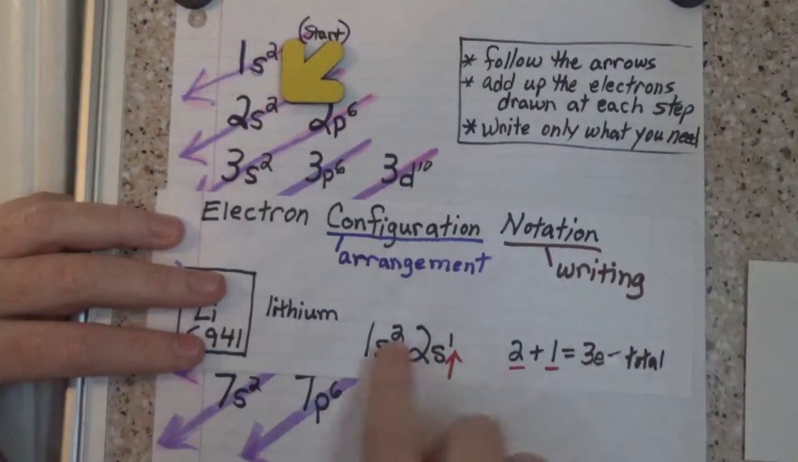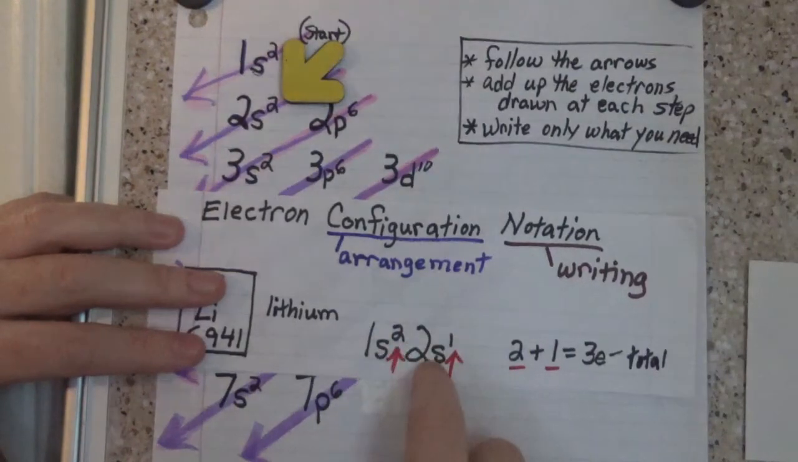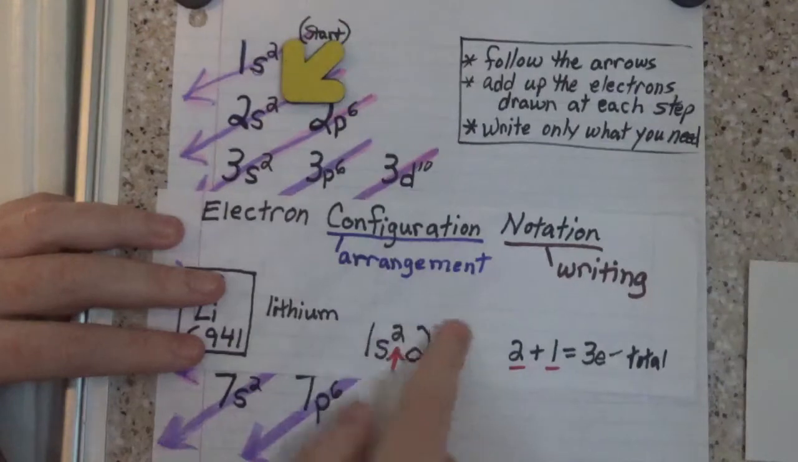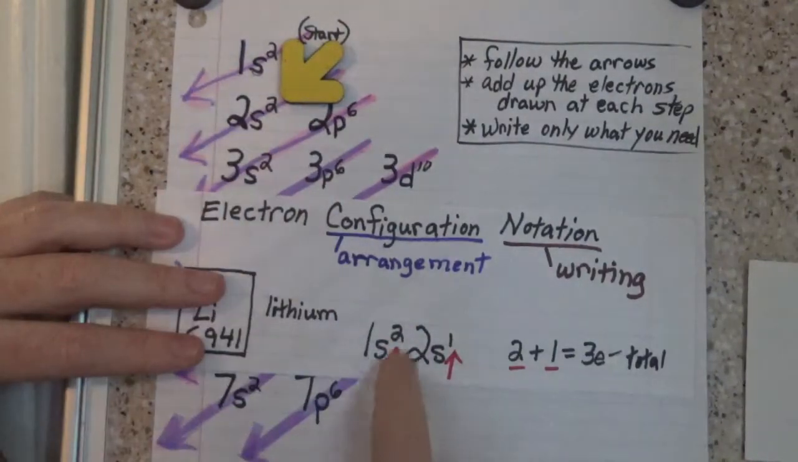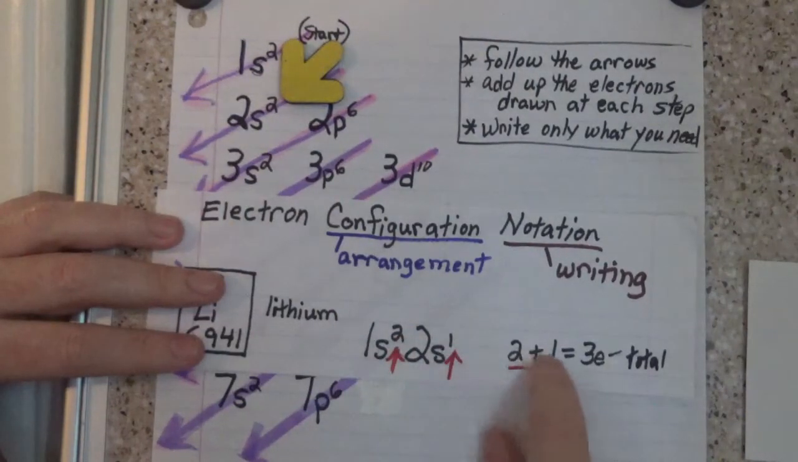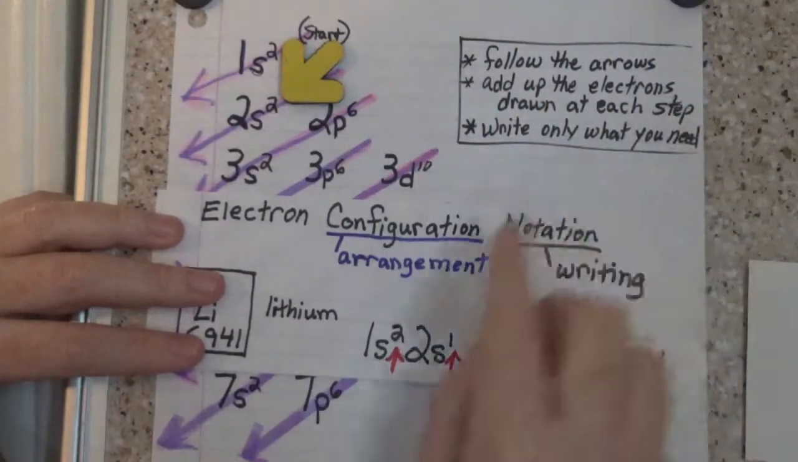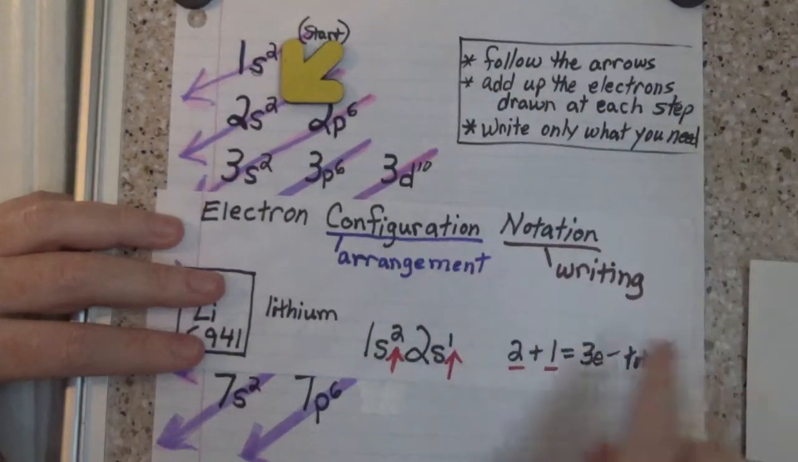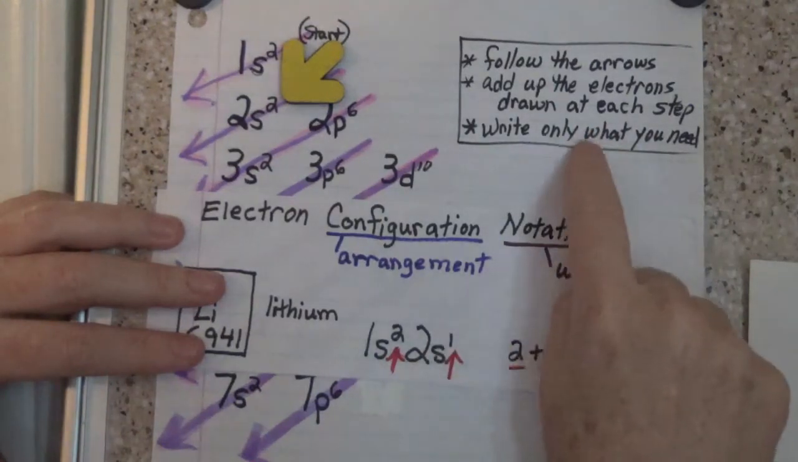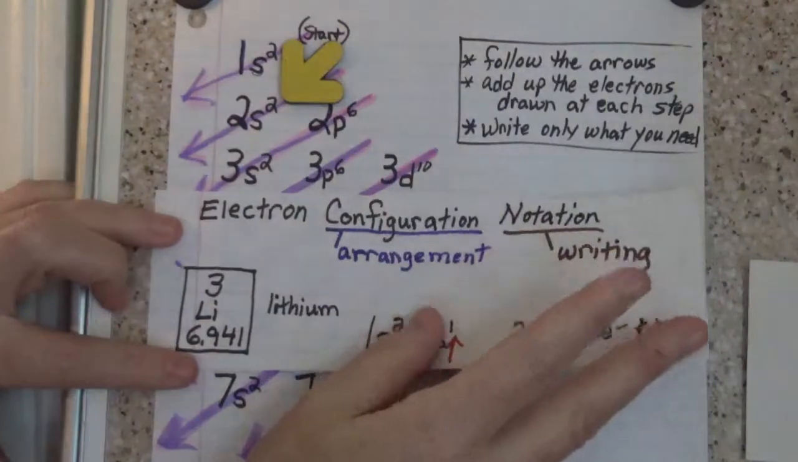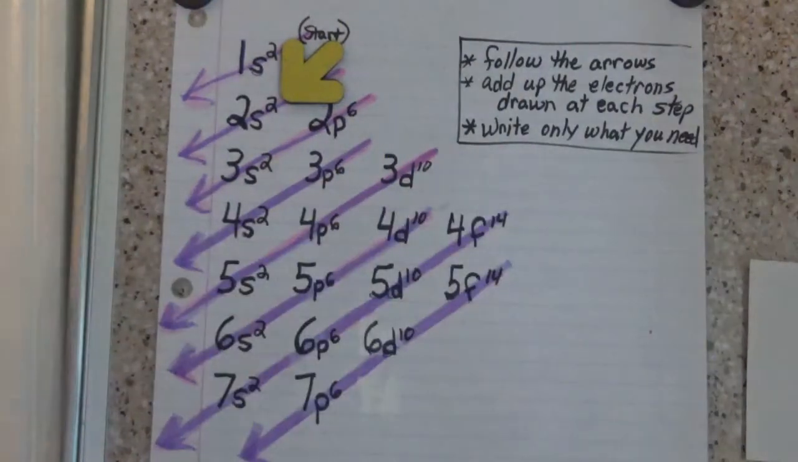That is lithium right here: 1s2, 2s1. And with lots of practice, you get really quick at reading these and being able to identify elements. But 2 plus 1, we just add up the subscripts, the electrons drawn at each step, and that's how many total electrons you have. And then stop when you have the electrons you need. Okay, let's do another element that's a little bit more challenging than lithium.